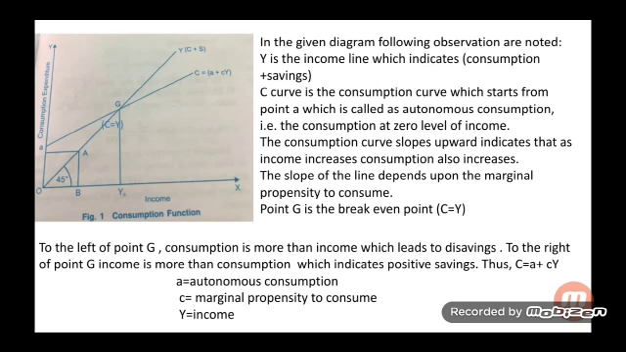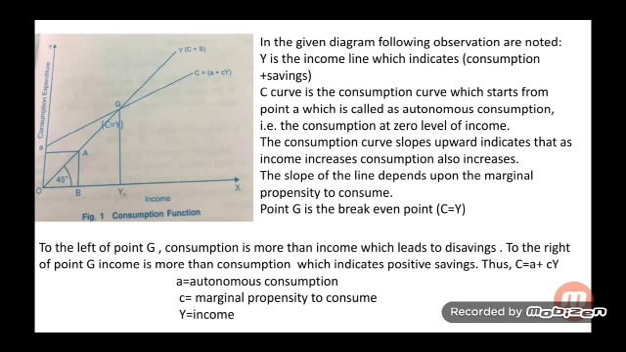And to the right of the point G, अगर right side देखें बेटा, income is more than the consumption, which indicates the positive savings. From the right side, we can see here income line is above the consumption line. It means income is more than the consumption. It means here savings are more.